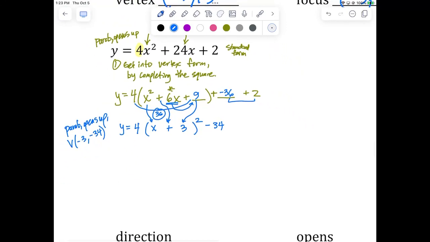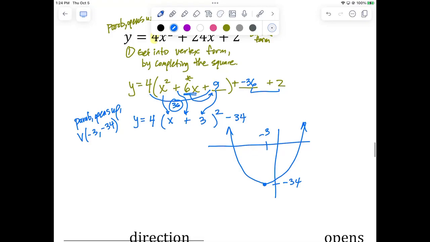In fact, if I want to sketch this, let's sketch this. Negative 3, negative 34. Here's negative 3. Here's negative 34. I'm not going to draw 34 little marks. I'm just going to say that's negative 3, negative 34. And we said it opens up. So it looks something like this. We couldn't get even that accurate from the standard form. But from the vertex form, we get the most important point on the parabola, which is, in this case, the local minimum, the vertex.